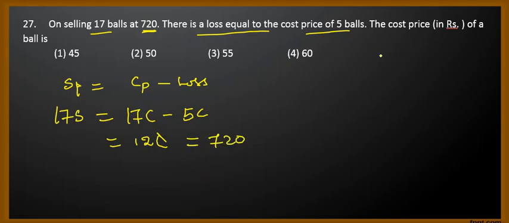Now what is the question asking us to find? Cost price of each ball. So the cost price of each ball equals 720 by 12, which is equal to 60. So the answer is option 4.